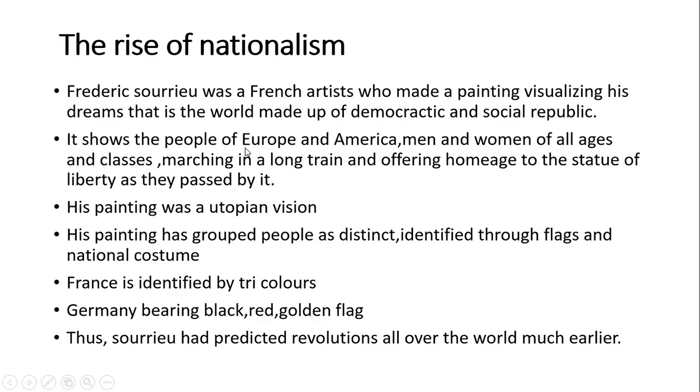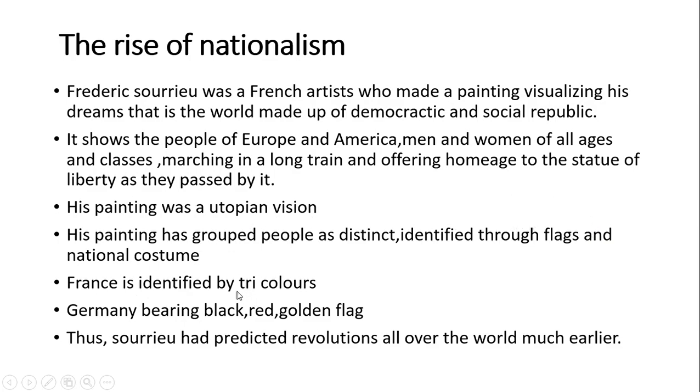It shows the people of Europe and America, men and women of all ages and classes, marching in a long train and offering homage. Here homage is nothing but respect to the Statue of Liberty as they passed by it. His painting was a utopian vision. Utopian vision is an unrealistic vision. His painting has grouped people as distinct, identified through flags and national costumes. So people were different, identified with different flags and costumes.